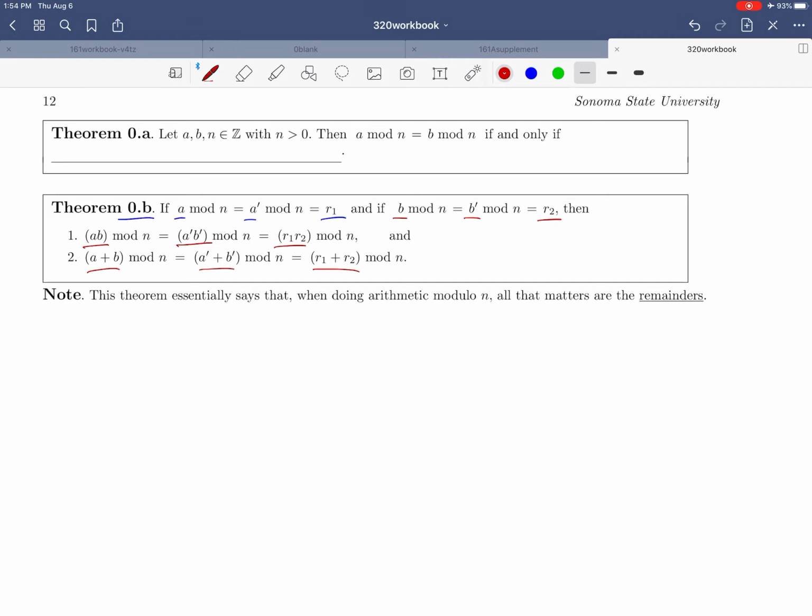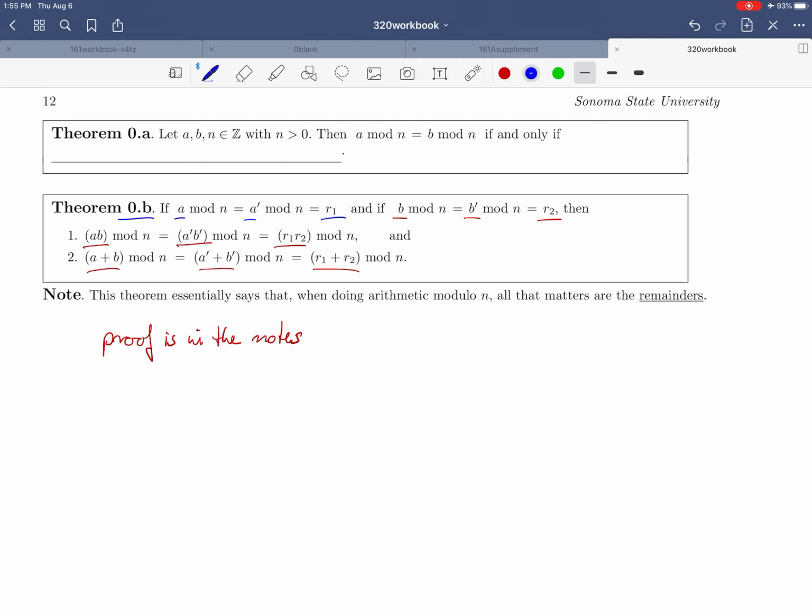So for the sum of a and b, a prime and b prime, and r1 and r2. So that is one theorem. The proof is in the notes. So take a look at them, or even better, try to see if you can prove it on your own, and then look at the notes to see how close you are in your proof.